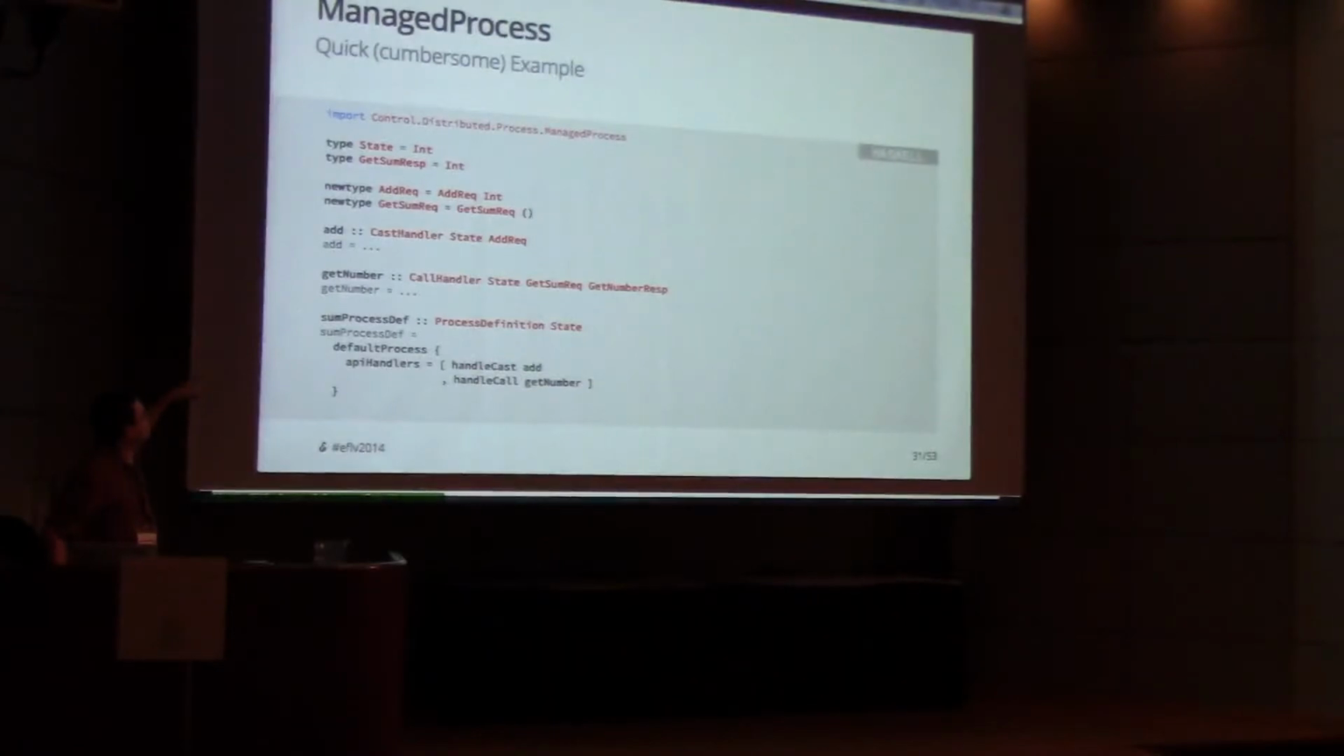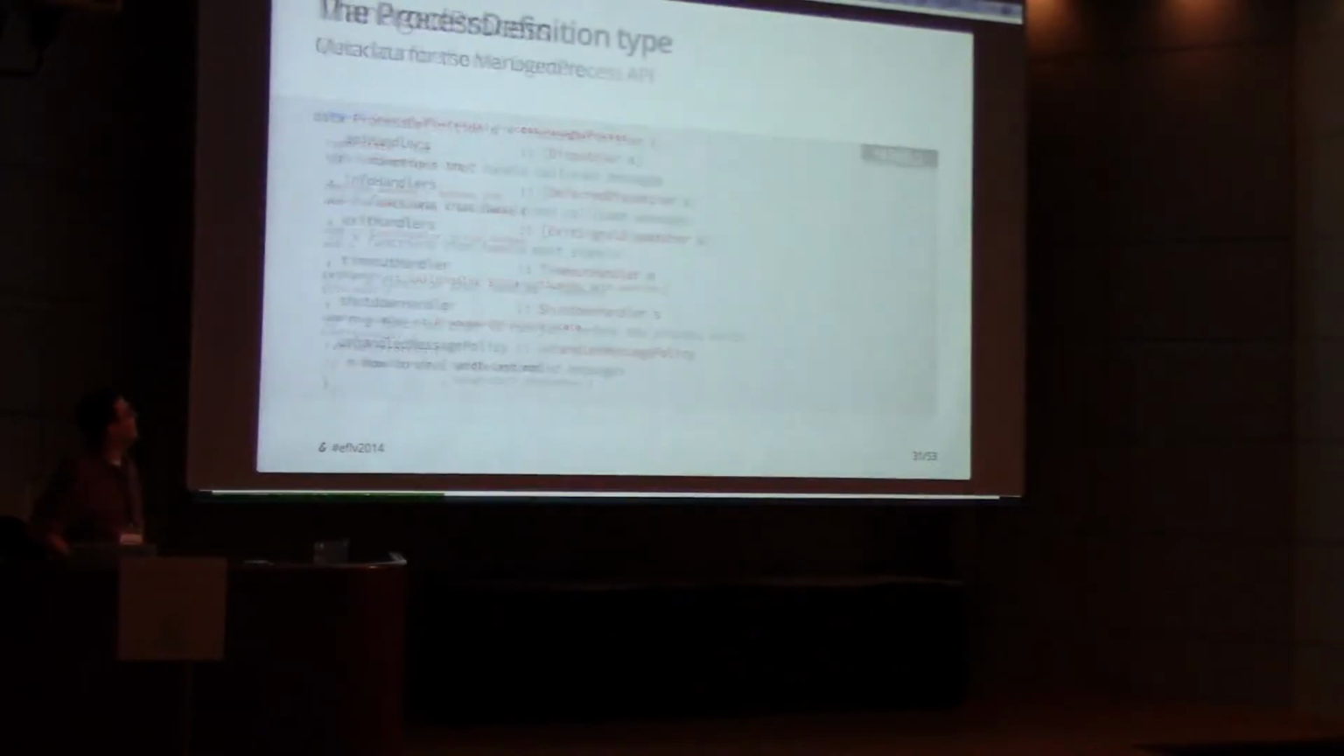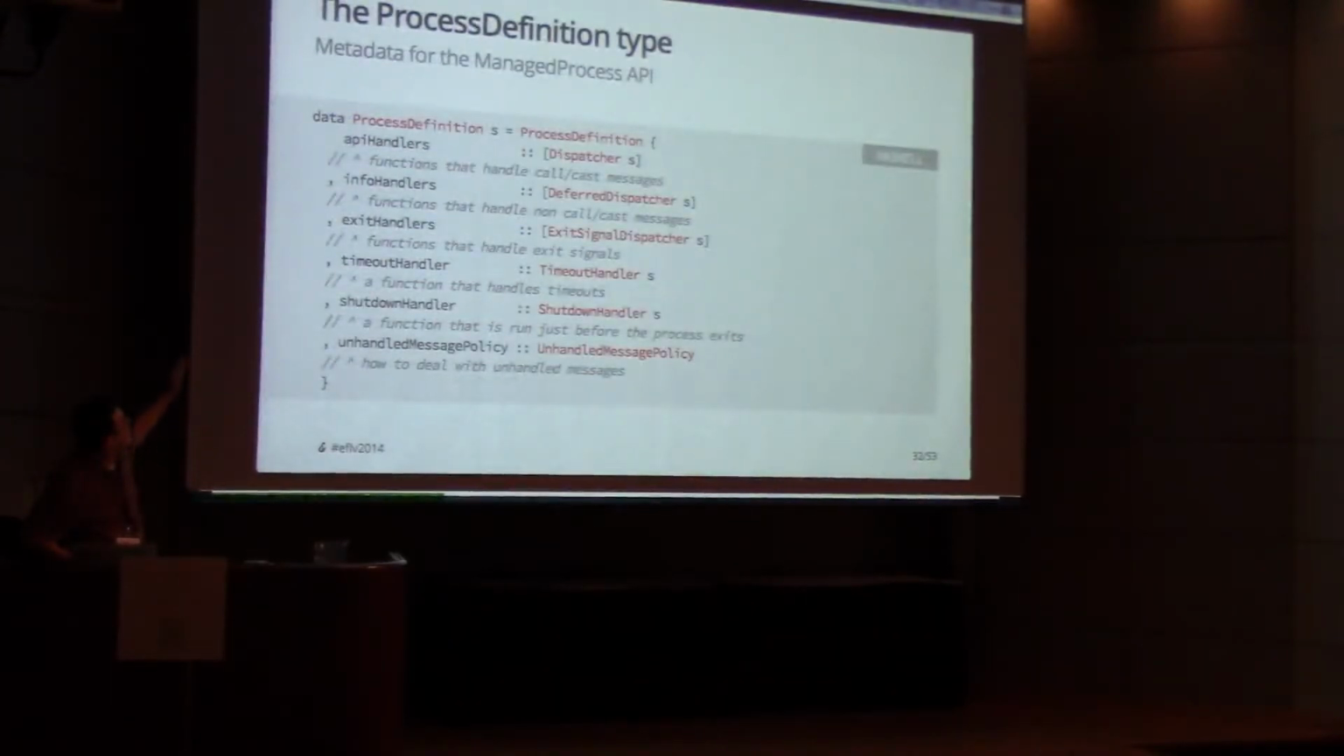So this is how it would look in Haskell. You have your functions, which could be cast handlers or call handlers, and then you have this process definition that ties everything together, where you specify the API handlers and you pass the functions that you're creating, all the different handlers you're creating. In order to send stuff to the actor, you need to have types specific for the kinds of messages you want. Otherwise, it's a bad way to do it. I have to move fast.